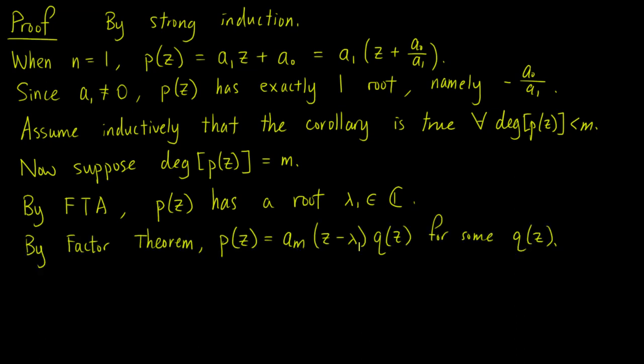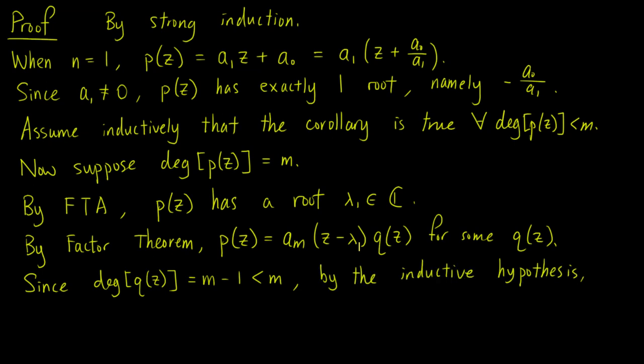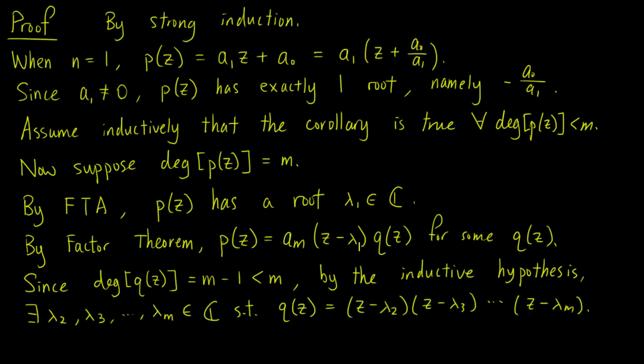By the Factor Theorem, p of z equals an times z minus lambda 1 times q of z for some polynomial q of z. Since the degree of q of z equals m minus 1, which is less than m, we can apply the inductive hypothesis to q of z to deduce that there exist lambda 2, lambda 3, up to lambda m, such that q of z equals z minus lambda 2 times z minus lambda 3 all the way to z minus lambda m. Hence, p of z equals an times z minus lambda 1 times z minus lambda 2 all the way to z minus lambda m, which completes the proof.